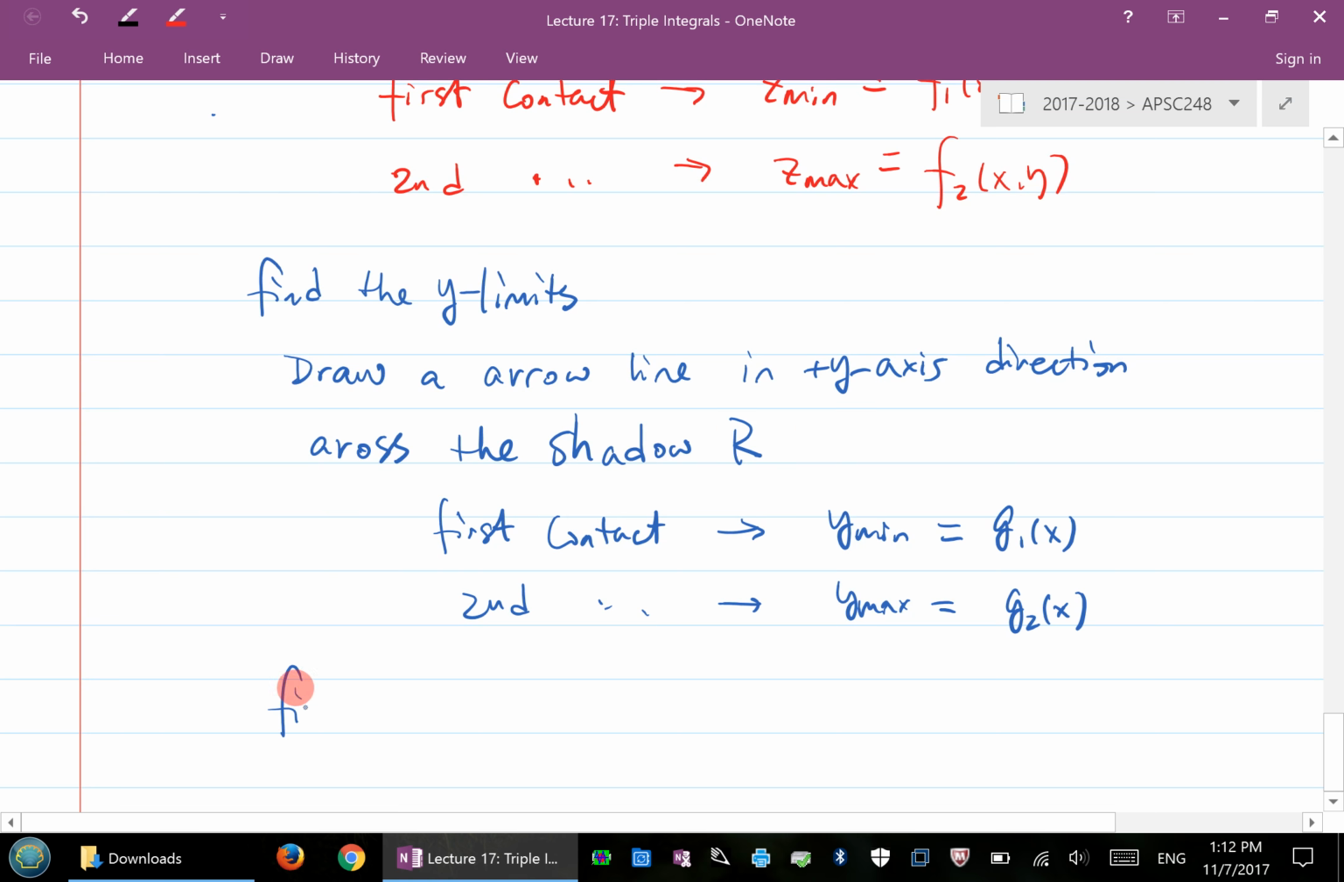Last step, to find the x limits. For the x limits, you basically sweep this arrow line that you just sketched across the shadow R. Sweep that across the shadow R from one end to the other end, and find the values corresponding to the two edges. That'll give us the x min and the x max.